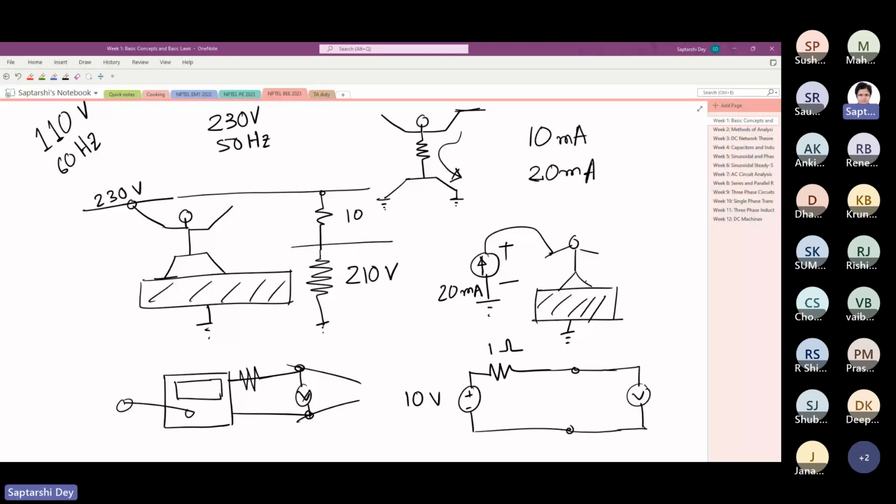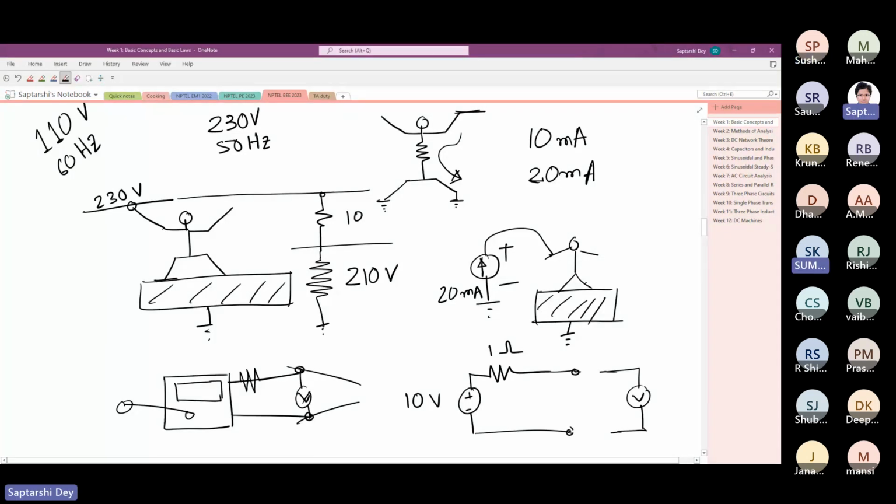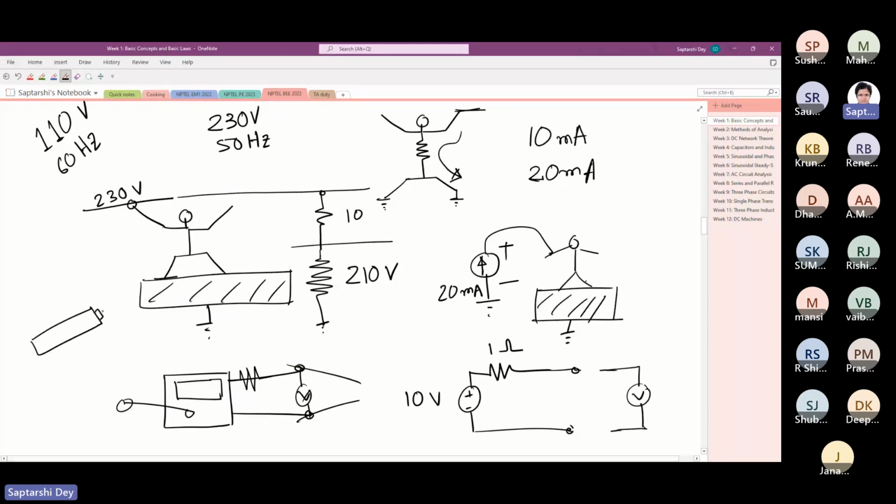What is the current flowing through this circuit? The resistance of an ideal voltmeter is infinite. That means this is an open circuit. How much current flows in an open circuit? Zero. So there is no current. So if you keep it like this, it is like an open battery. The voltage that you get here is nothing but the EMF of the battery that we discussed, the voltage of the ideal source inside.